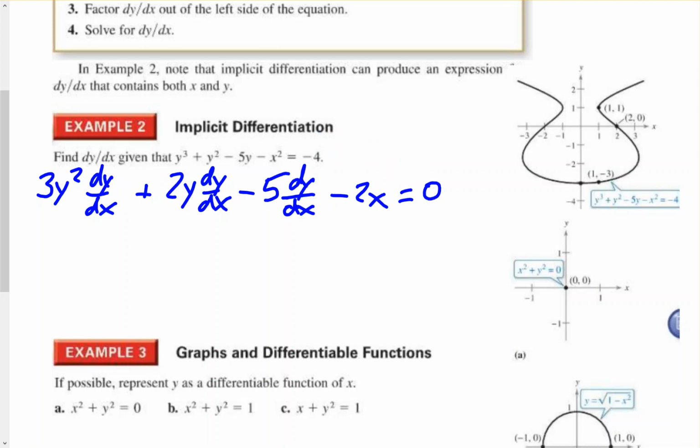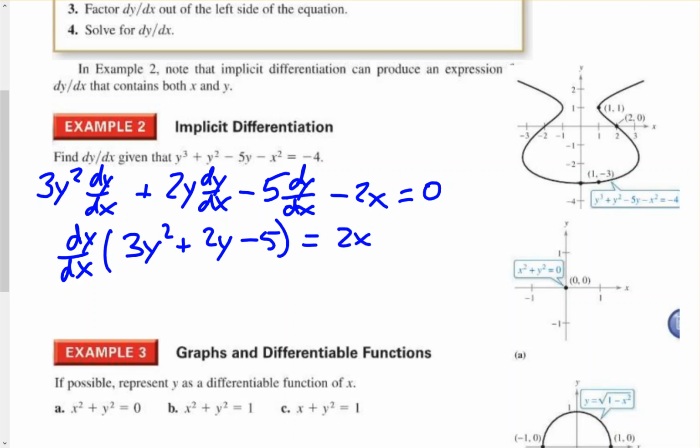Notice we have a lot of dy dx terms on the left. What I'll do is move the 2x term to the other side, so plus 2x on both sides. And so you can factor out a dy dx from the left. If we factor out the dy dx from the left, you have dy dx times 3y squared plus 2y minus 5 equals 2x. And then divide both sides by 3y squared plus 2y minus 5.